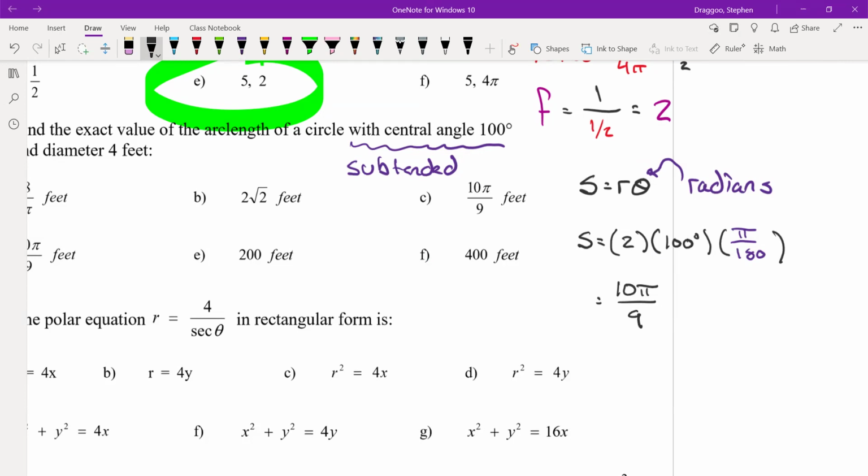And since our diameter is in feet, our arc length will also be in feet. So option C. 10 pi over 9 feet.